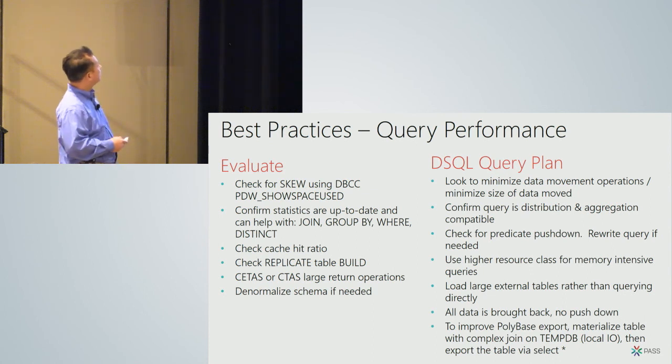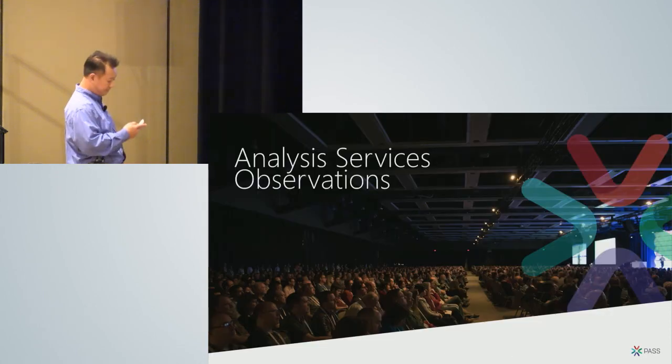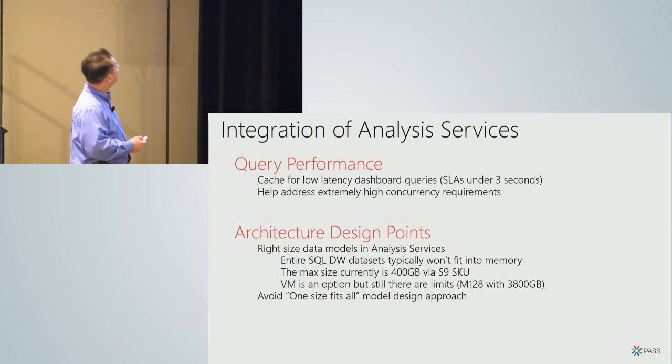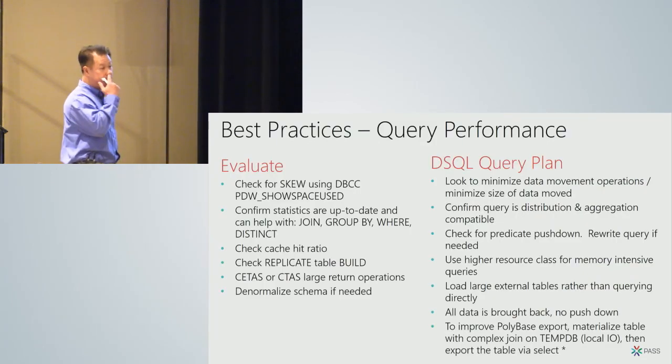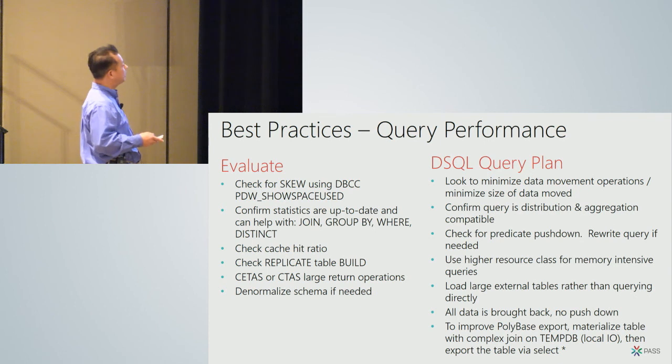So the summary is that you want to make sure that you check for SKU, use DBCC SHOWSPACEUSED, and then make sure your statistics are up to date. The minimum is that you want to make sure you have statistics on the join, the group by, where, and then the distinct.